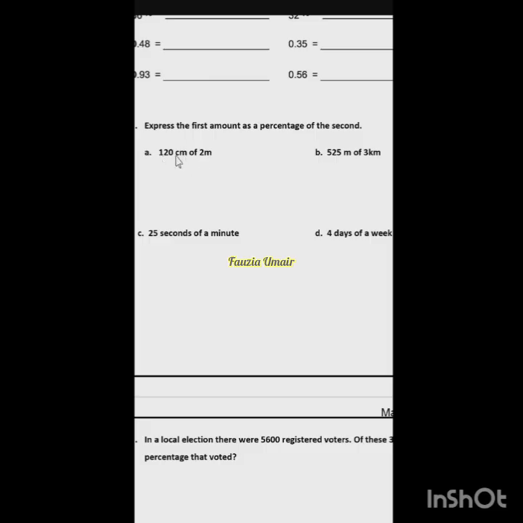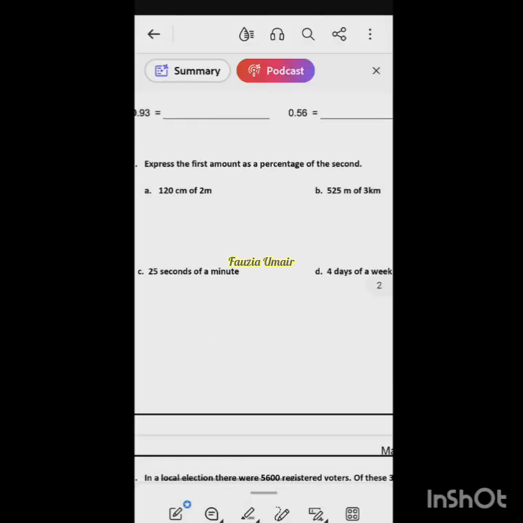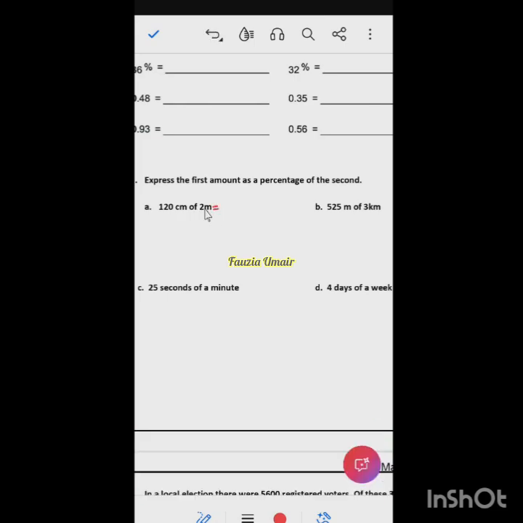ये अगर 120 सेंटीमीटर है तो ये 2 मीटर नहीं होना चाहिए. इसको भी क्या होना चाहिए, इन सेंटीमीटर. समझ आ रही है बात? तो this is 120 centimeter. What is 2 meter equal to? 2 meter is how many centimeters? 200 centimeters. Excellent, 200 centimeters.